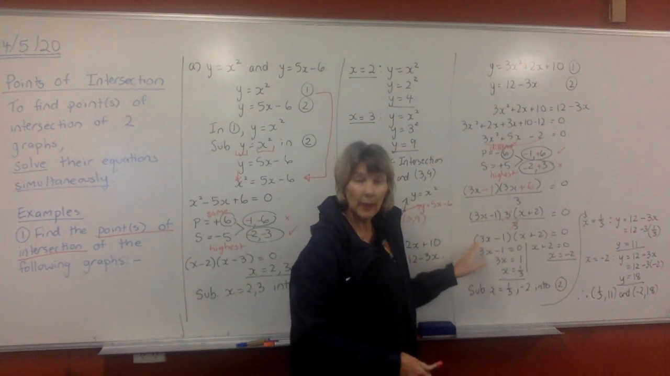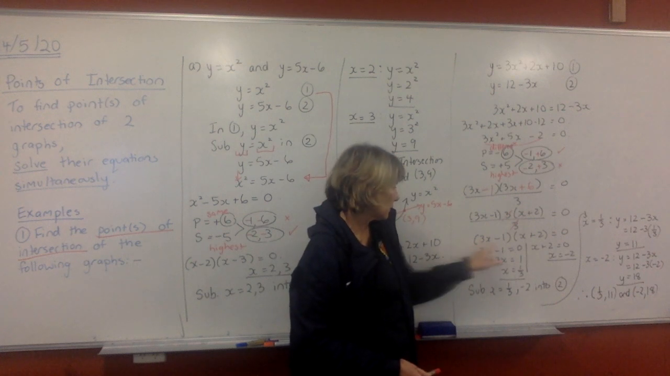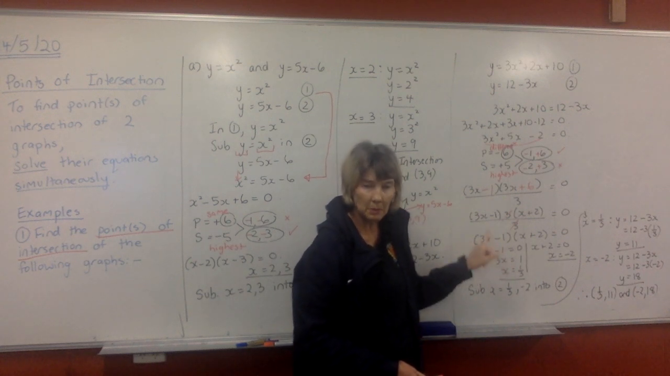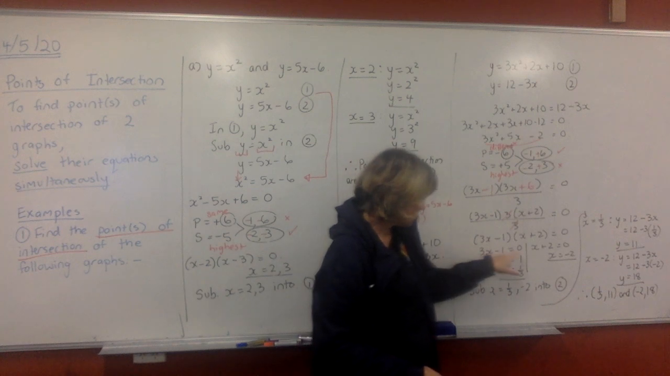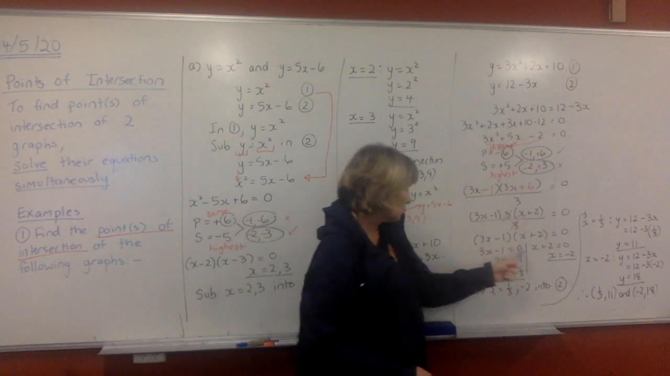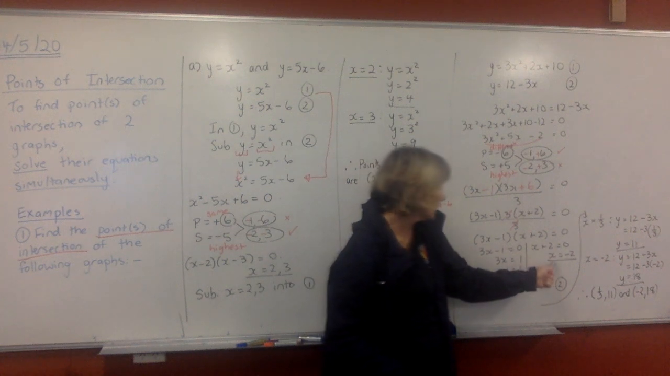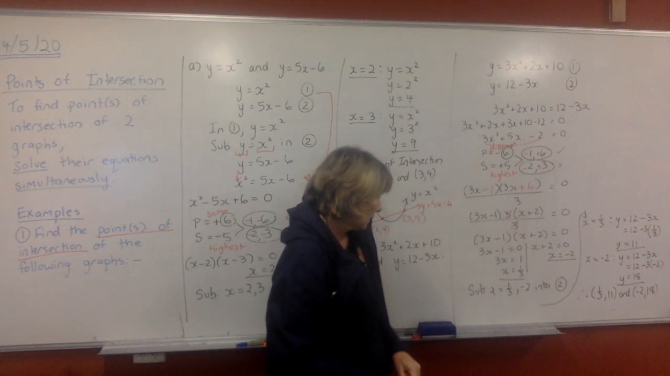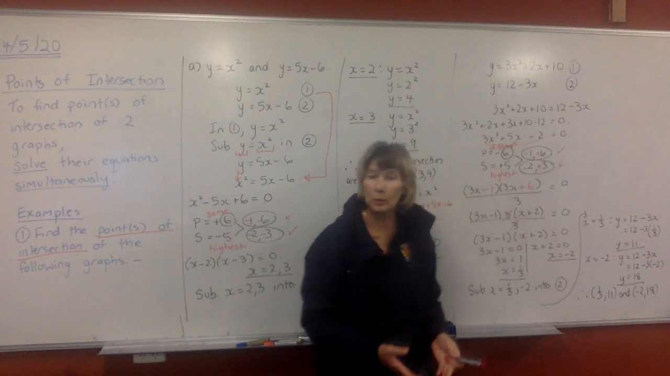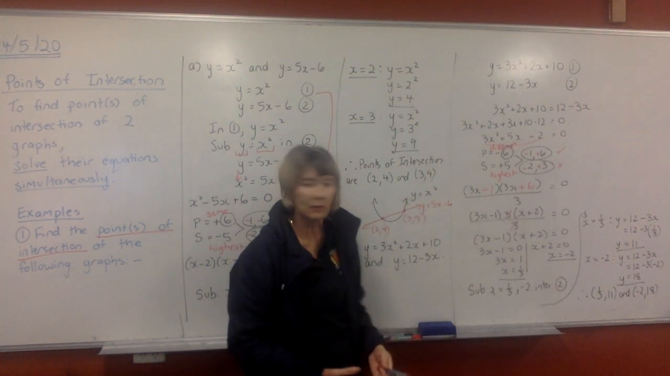In this one, we are going to take each bracket and make it equal to 0, because you will muck this up otherwise. Just be very careful. So 3x minus 1 equals 0, 3x equals 1, x equals 1/3. This one, of course, is much easier: x equals minus 2. So we have two x values, two x coordinates for our points of intersection.